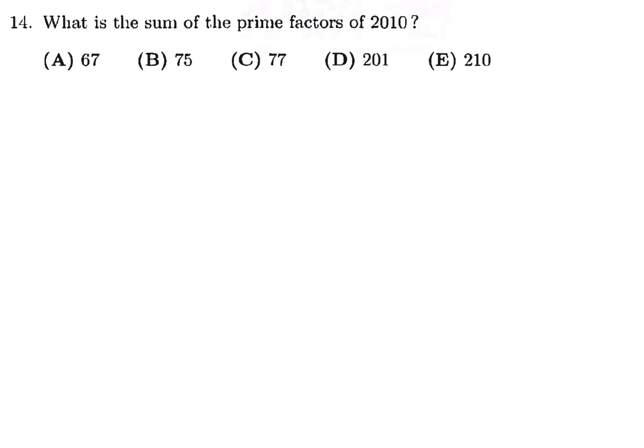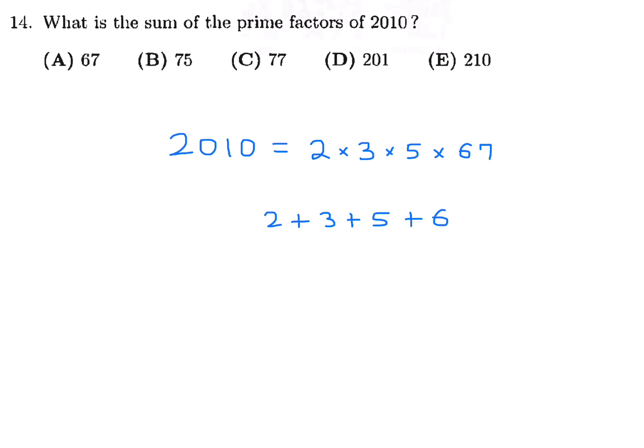What is the sum of the prime factors of 2010? Prime factors of 2010: 2 times 3 times 5 times 67. 67 is a prime number. So now we have to add them up because they want the sum of those prime factors. And that looks like it is 77. So number 14, the answer is C.